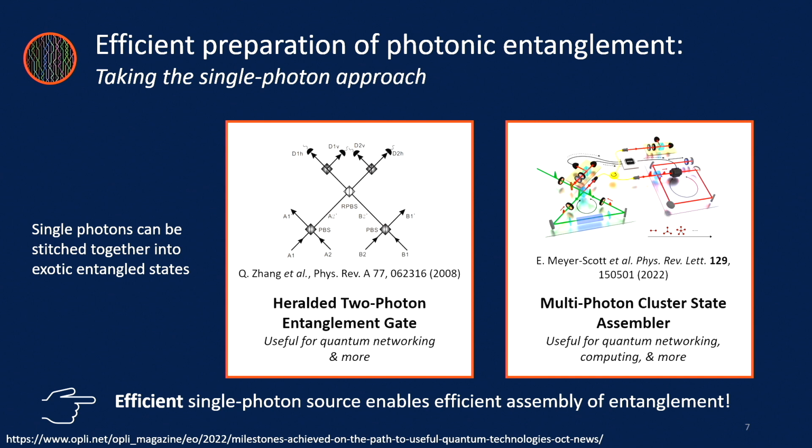On the right, we have a more recent experiment where single photons are stitched together to make a multi-photon cluster state. This can be used for quantum networking, computing, and more. These types of experiments will benefit from having an efficient single photon source in order to generate entanglement resources on a large scale.